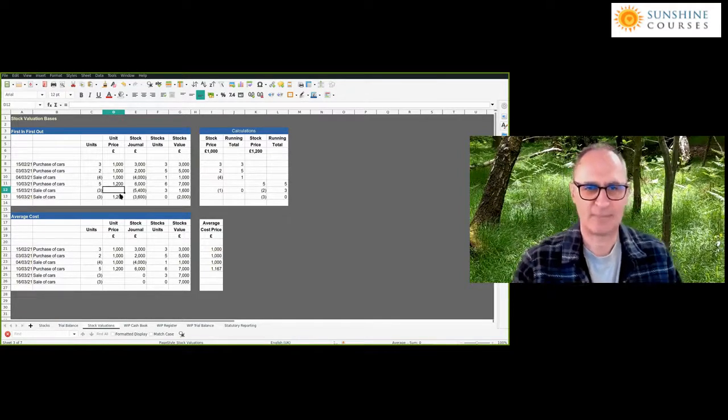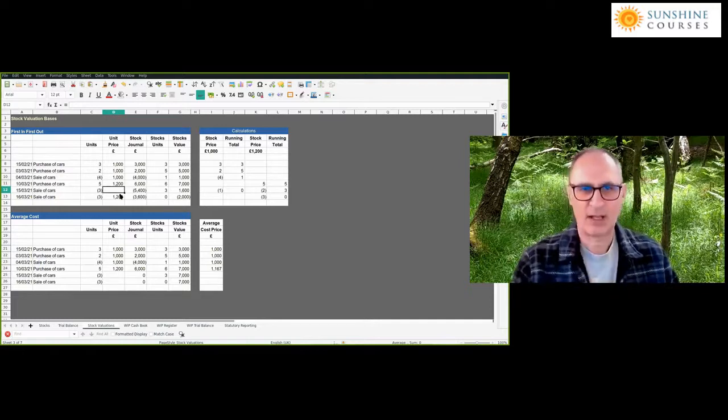Okay, I've made a mistake. I'll have to explain this, I have to work this through another time. The mistake I've made is, having sold the cars, I should be left with a stock value of zero, and I've got minus 3,000, so I've just simply made a mistake.